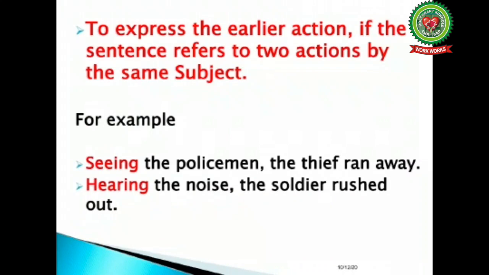Hearing the noise, the soldier rushed out. Similarly, we observe that there are two actions, the first is hearing and the second action is rushed. The subject, the soldier, is the same. So, we began our sentence with the ing form of the verb hear. The sentence is, hearing the noise, the soldier rushed out.